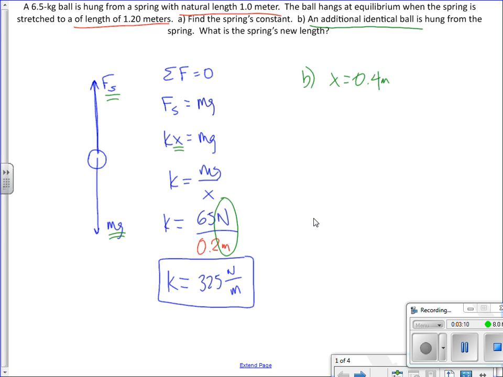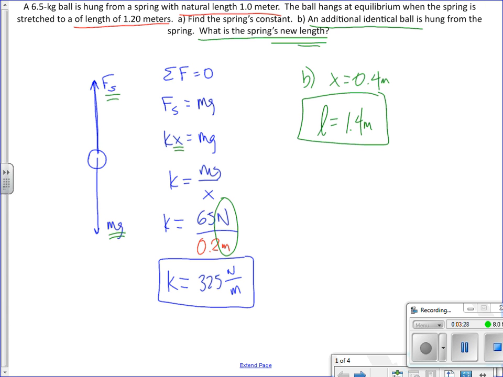But that's not the question. The question is, what's the spring's new length? Well, its natural length is 1 meter. It's stretched 0.4 meters. The new length is 1.4 meters.